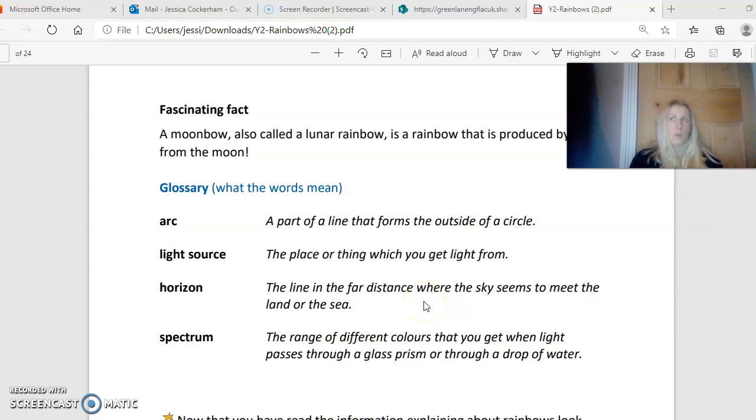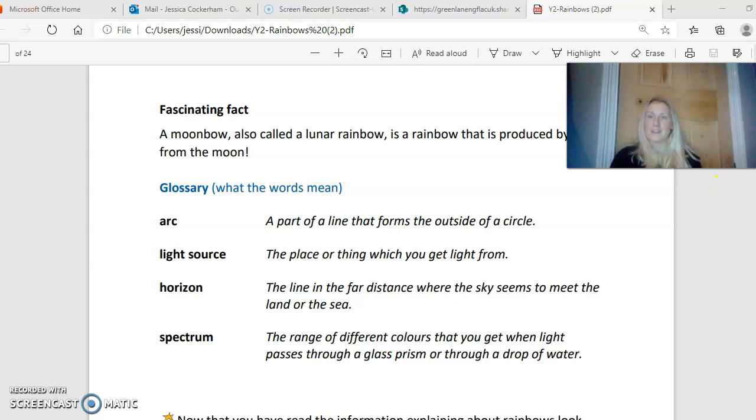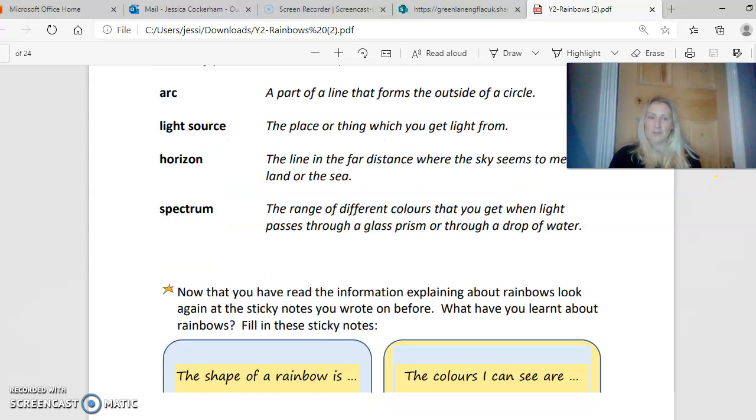Oh, so if you ever go for a walk anywhere and you can see loads of land, maybe it would be good if you could see what is on the horizon. That would be amazing, wouldn't it? What can you see? Where can you see the land and the sky where they seem to meet? Where's that meeting point? A spectrum, the range of different colours that you get when light passes through a glass prism or through a drop of water. Maybe you could have a look at what the word prism is. We'll be doing that in maths, okay?